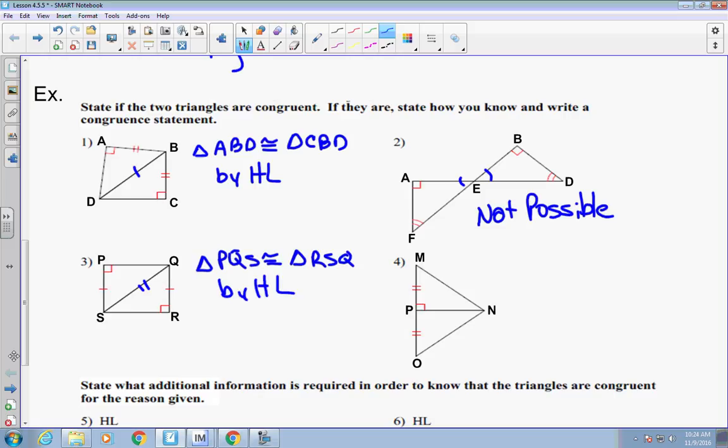Alright, how about number 4? Not possible? Okay, you're right, you don't know anything about the hypotenuses, but they do share the other leg, yes? You could do hypotenuse leg, but what could you do? Side angle side. So they're still congruent for a different reason. So triangle NPN is congruent to triangle what? OPN. And this time it is by side angle side.